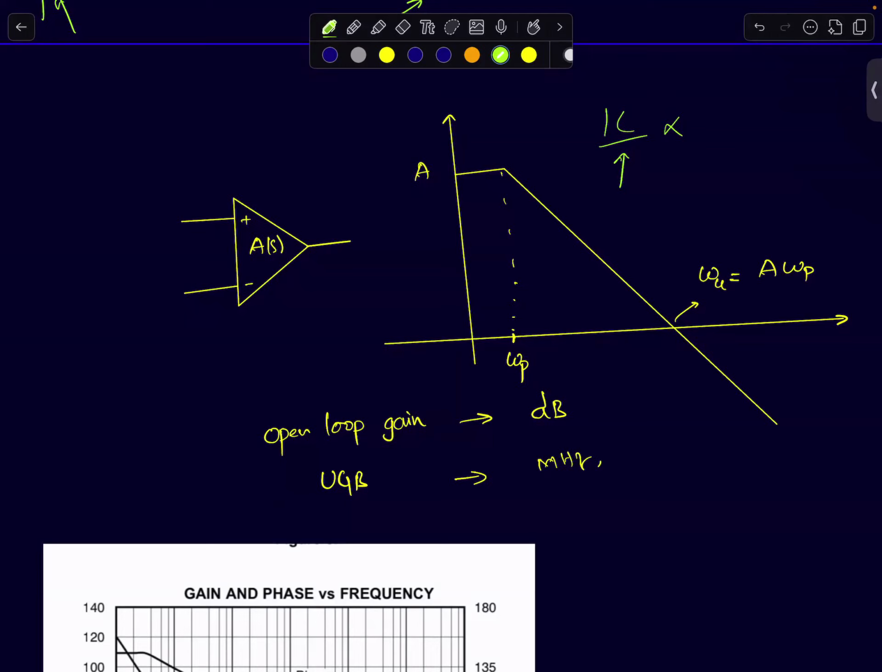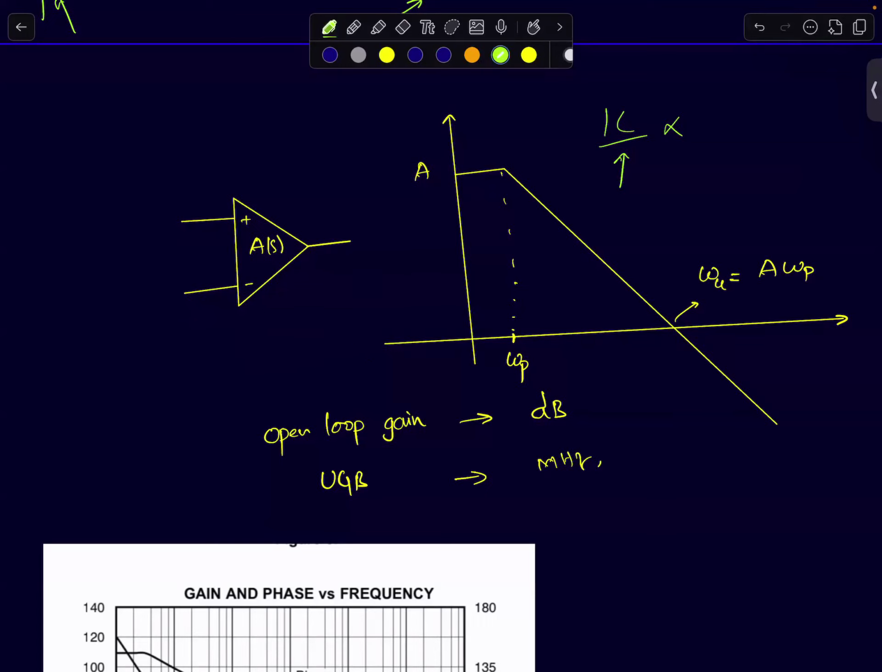Okay. And what are non-idealities? Non-idealities are those properties of amplifiers which deviate them from their nominal behaviors. What are nominal behaviors? Ideally, you want your op-amp to have infinite bandwidth, infinite loop gain, infinite input impedance, zero output impedance. These are the things you want. But in reality, none of this holds true.